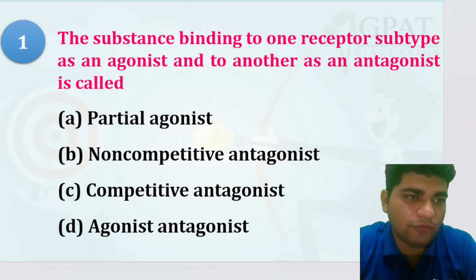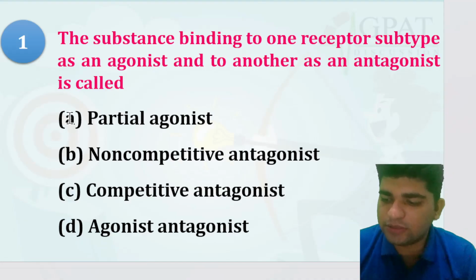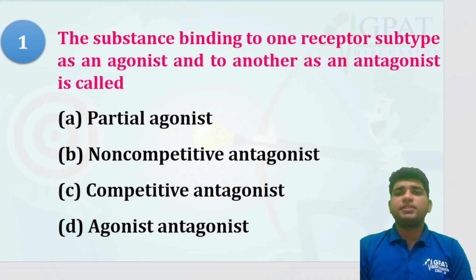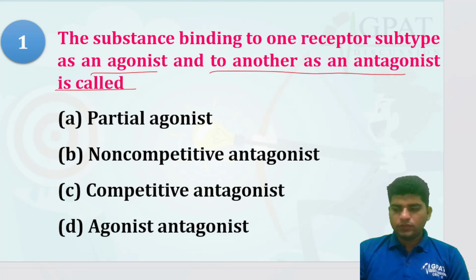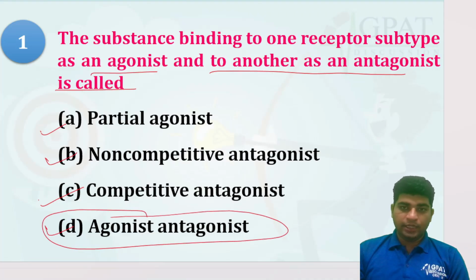We should have our first question, that is: the substance binding to one receptor subtype as an agonist and to another as an antagonist. It is called a partial agonist, non-competitive antagonist, competitive antagonist, or agonist antagonist. It has been asked previously also that an agonist antagonist is a type of substance which binds to one receptor as an agonist and another one as an antagonist.